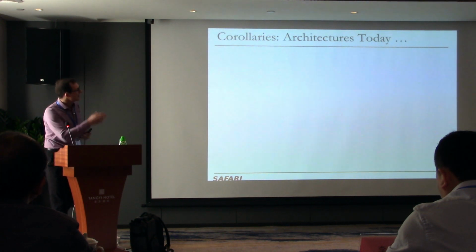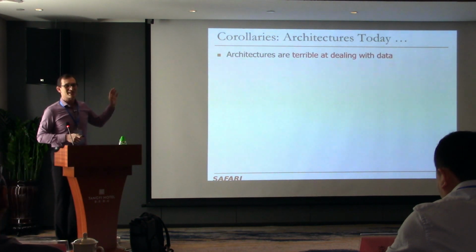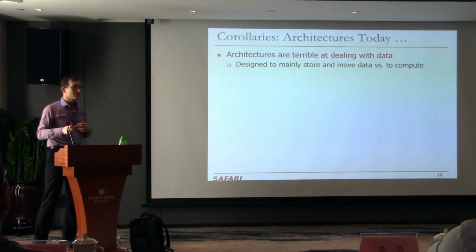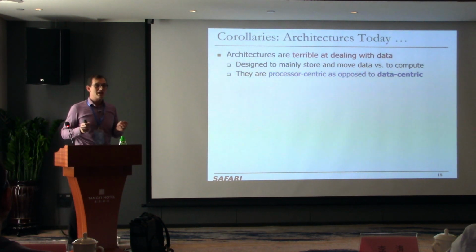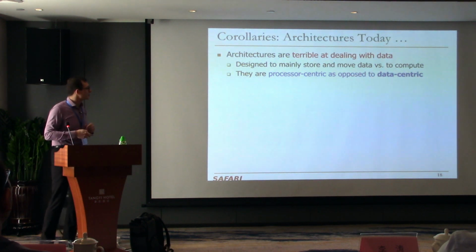Okay, so basically, given what I said earlier, the corollary is this. Today's architectures are really terrible at dealing with data because they're designed to mainly store and move data as opposed to compute. Because they're designed with the processor-centric paradigm as opposed to the data-centric paradigm. So I'm going to talk about this and spend more time on this.